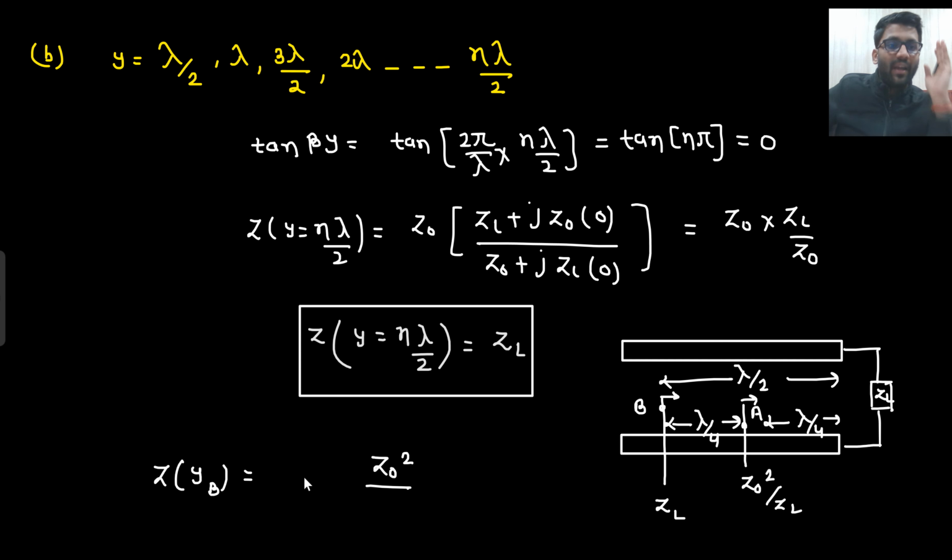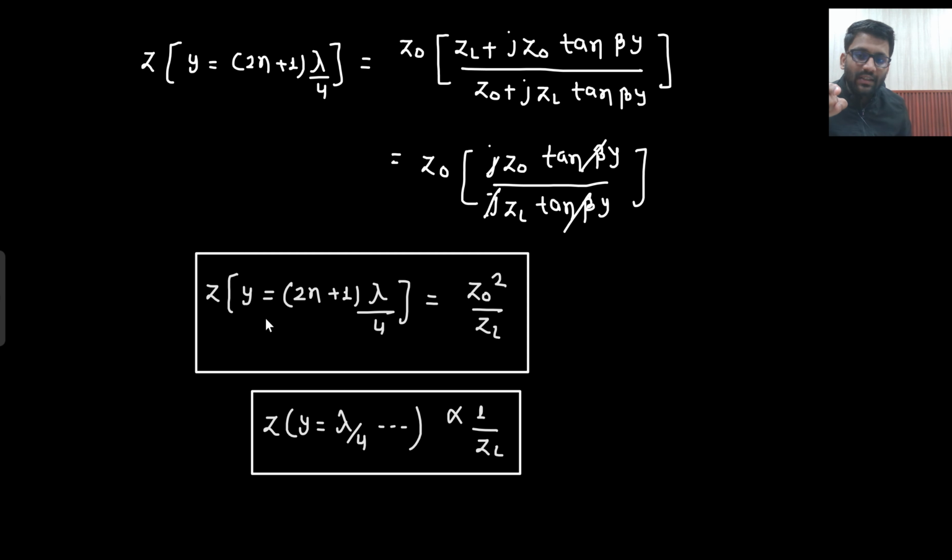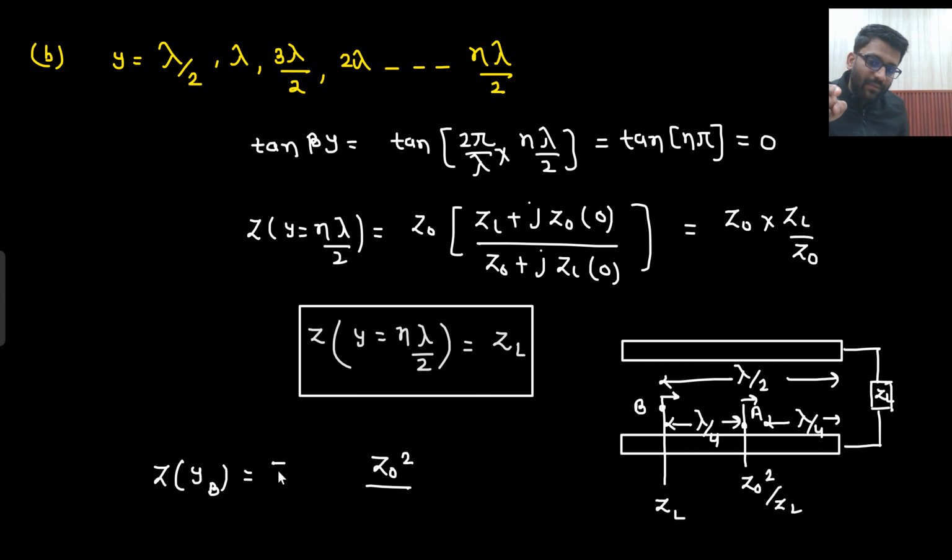But this time I am not working from the load. This time I am working from the point A. So what will be the formula? If I work from the point A and I need to reach the point B, that means I need to work for lambda by 4 distance. And when we work for the lambda by 4 distance, then this is the formula: Z0 square by ZL, where Z0 is the parameter of your transmission line, divided by ZL.